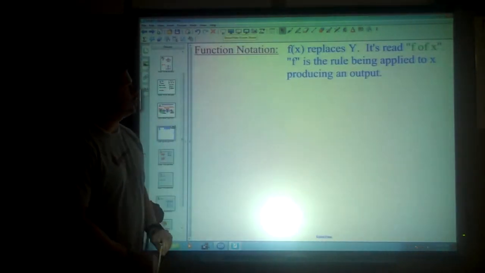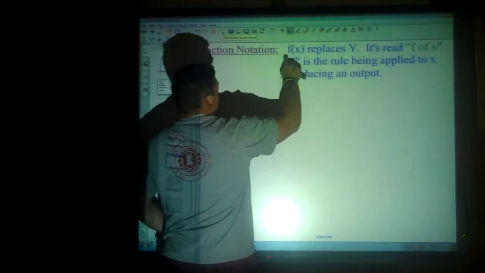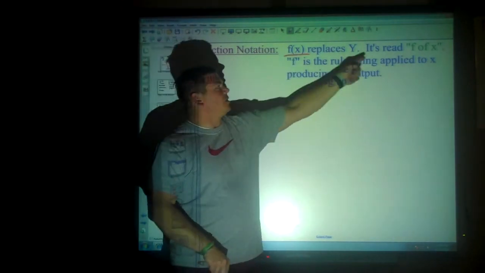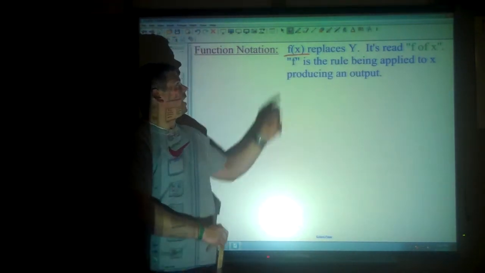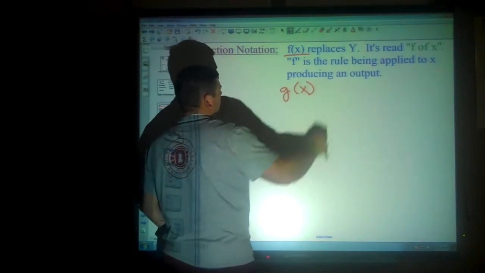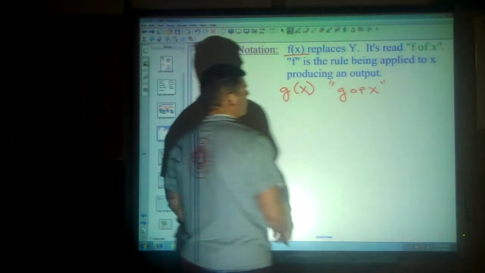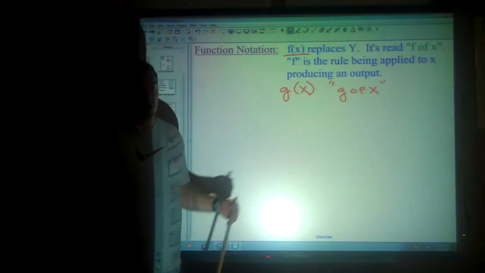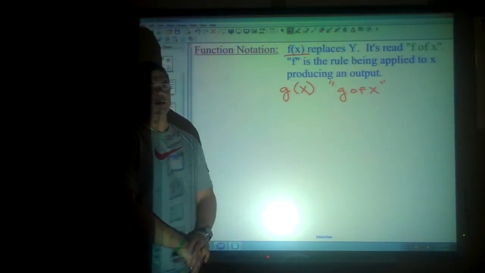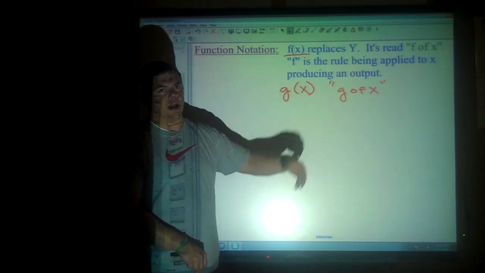All right, function notation. You might see this little funny f with an x inside the parentheses. You read that as f of x, and it's possible that there could be a g. So you might see g with an x, and that would be g of x. Or maybe it's h, or maybe it's r, or whatever it could be, different variables. It's just a fancy way of saying that there's a rule that's happening to the letter x.